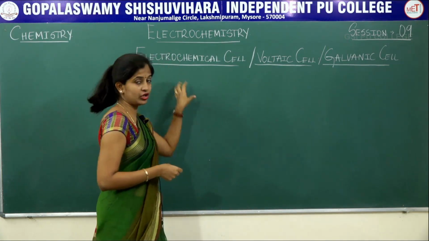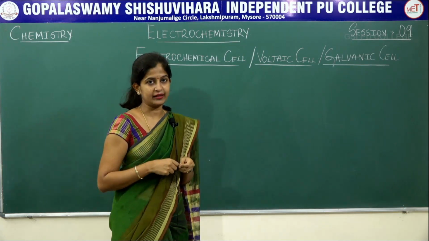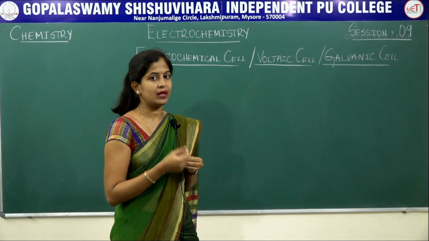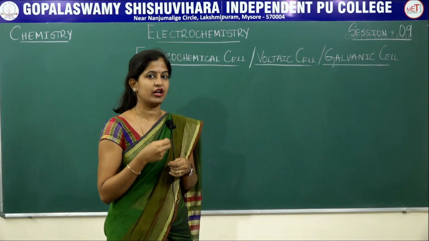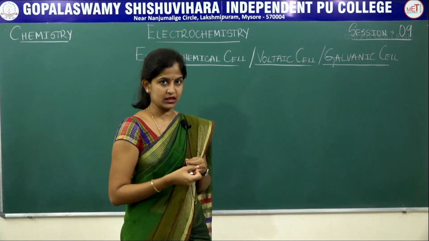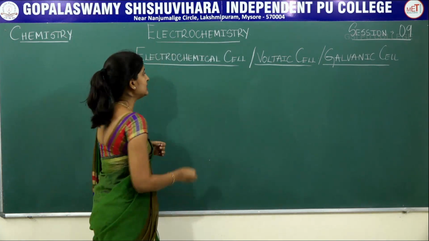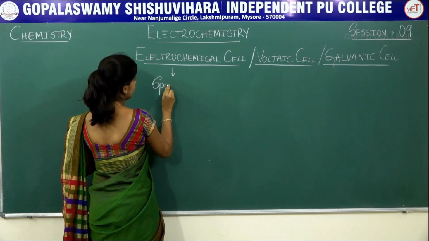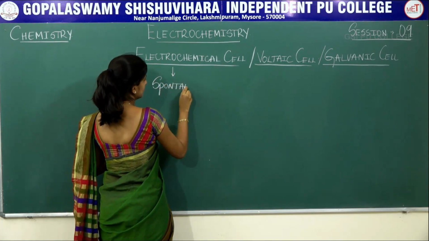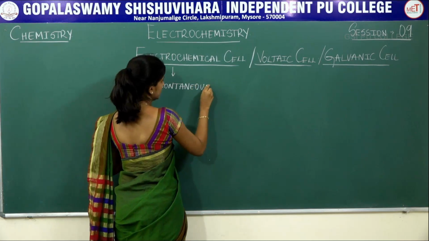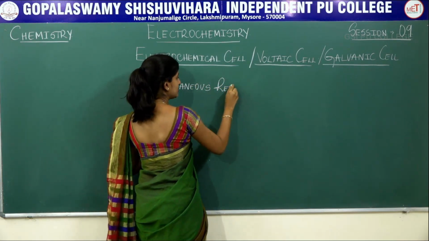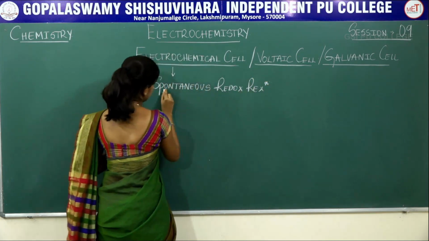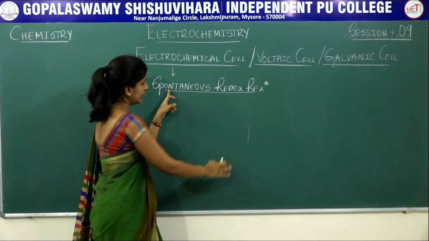This is the branch of electrochemistry wherein you have the opposite of that. There is a spontaneous redox reaction. It liberates some chemical energy, and that chemical energy you are converting into electrical energy. So electrochemical cells have spontaneous redox reactions. What do you mean by spontaneous?